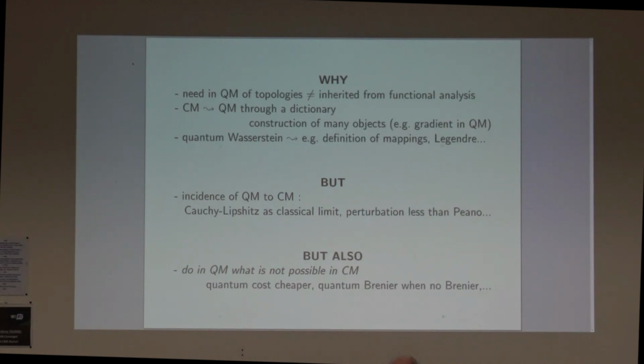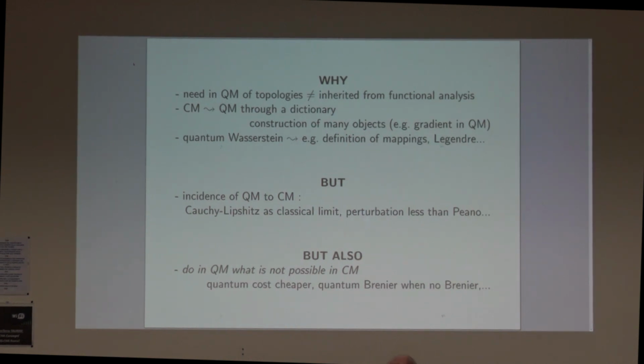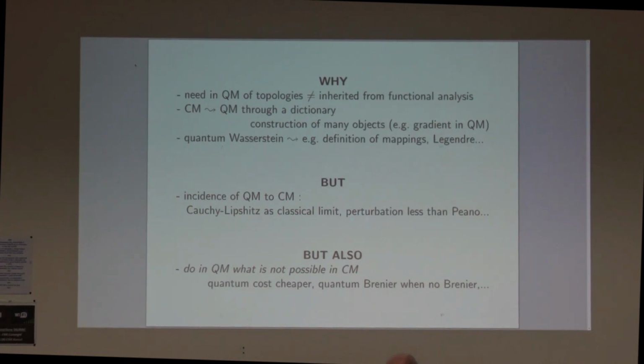And finally, I will try to exhibit some examples where you can do things in quantum mechanics which are not possible to do in classical mechanics. In fact, quantum mechanics has been invented for that, and for the stability of matter. You can do it in quantum mechanics, you cannot do it in classical mechanics. For example, first to show you that the optimal cost is cheaper in quantum mechanics than in classical mechanics. I will explain why. And also a situation where you have a quantum Brownian theorem, I will explain what it is, in the case where you don't have Brownian theorems, in fact. This is true exactly because of the structure of quantum mechanics.